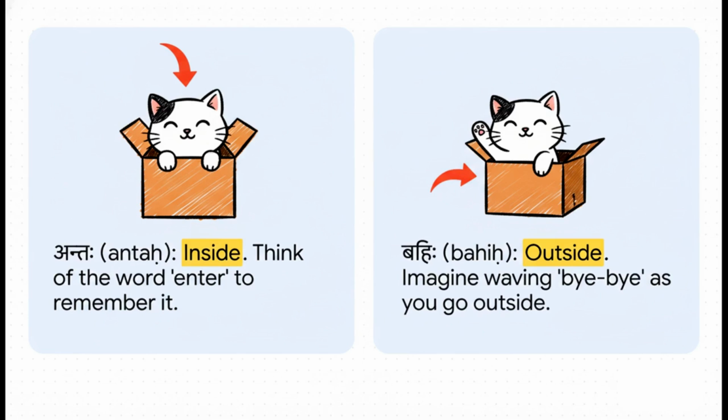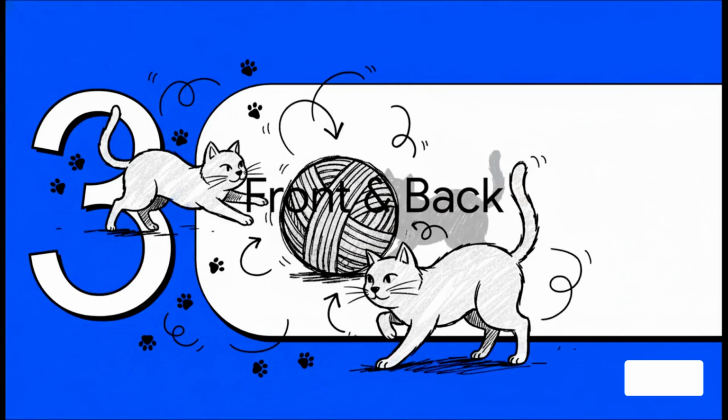So according to this picture, Biḍālaḥ kutra asti? Biḍālaḥ manjūṣāyāḥ Antaḥ asti. The cat is inside the box. So the word for inside is Antaḥ. According to the picture on the right, where is the cat? Biḍālaḥ manjūṣāyāḥ Bahiḥ asti. The cat is outside the box. Biḍālaḥ manjūṣāyāḥ Bahiḥ asti.